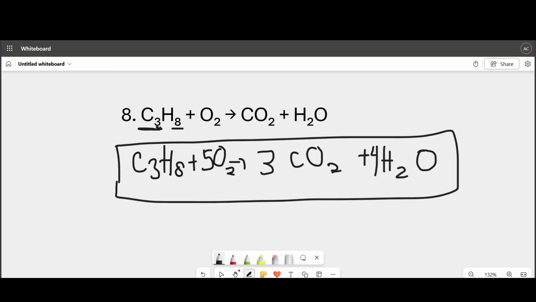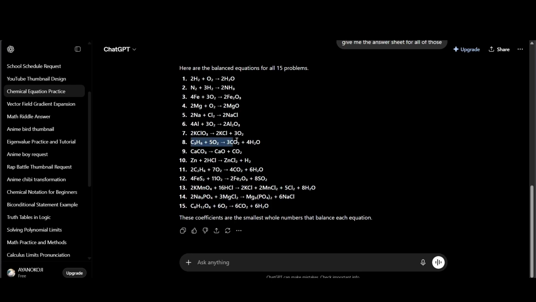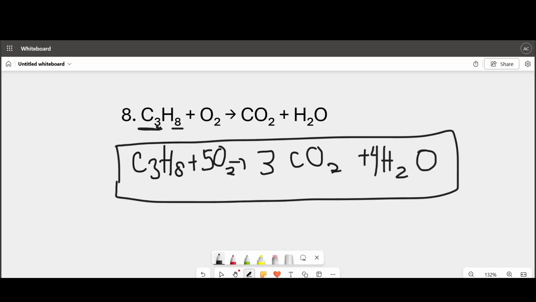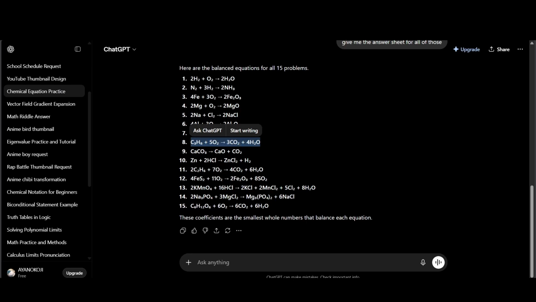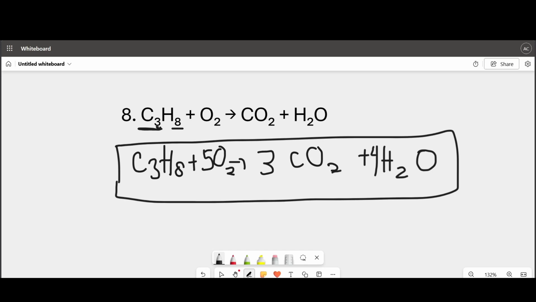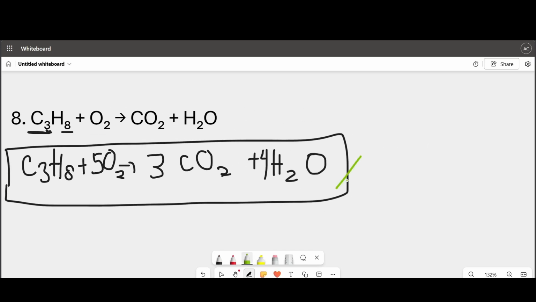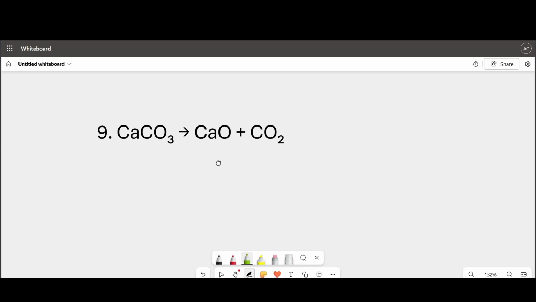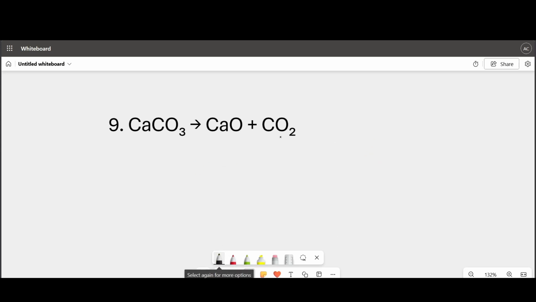Let's check number 8. C3H8 plus 5O2 gives 3CO2 plus 4H2O. That is correct, okay? Correct. Now let's go to number 9.